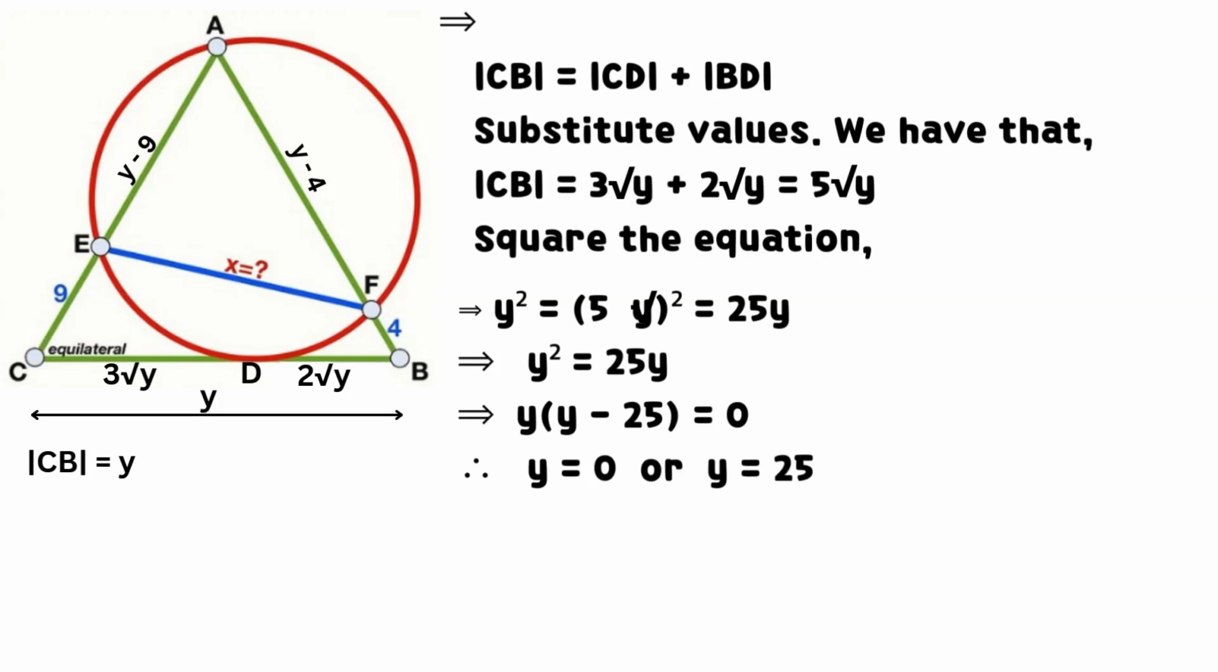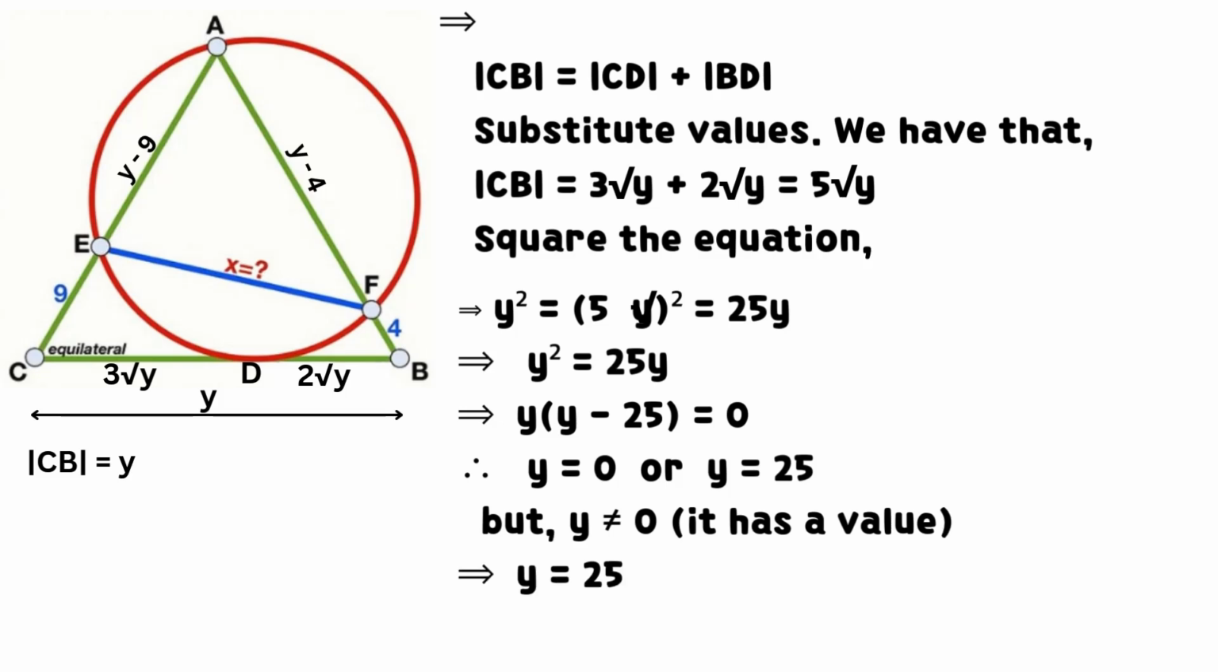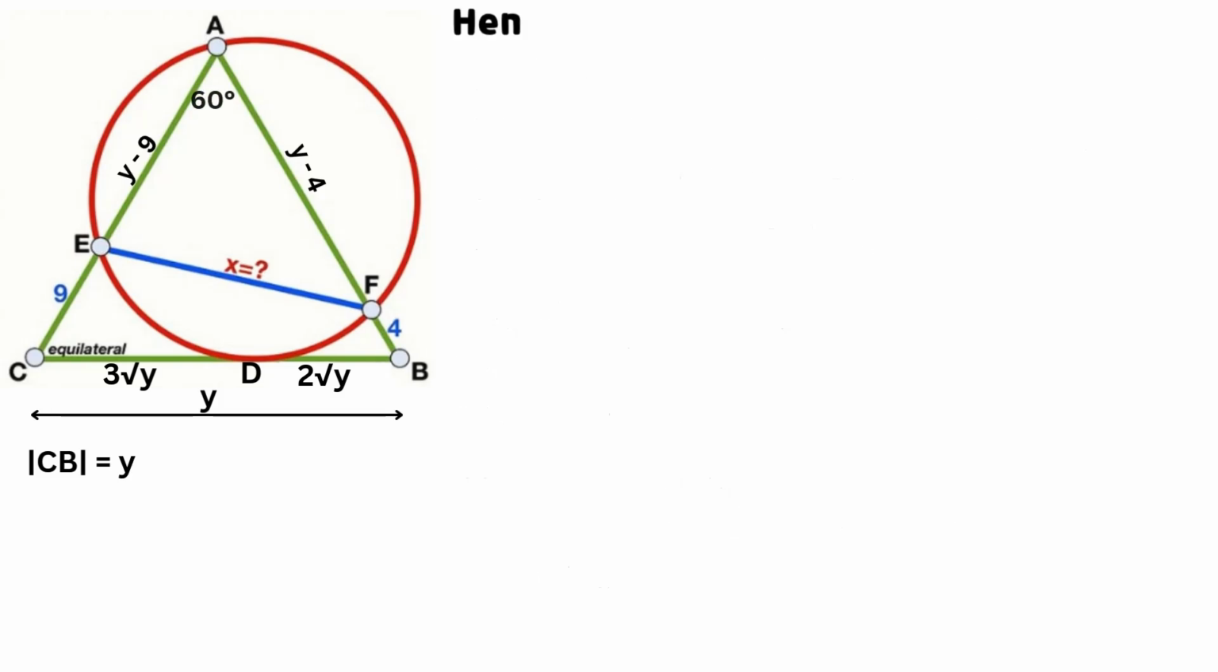Combine like terms on one side of the equation. We have that the product of y and y minus 25 equals 0. Equate each factor to 0, so that y equals 0 or y equals 25. Hence, y is not equal to 0, since it must have a numerical value. Therefore, y is equal to 25.